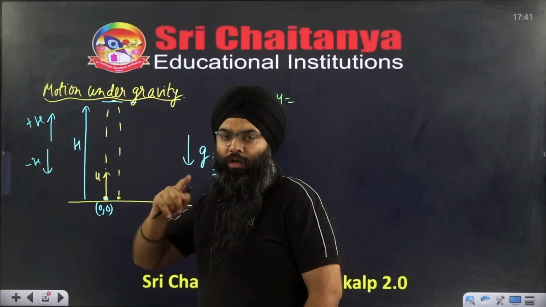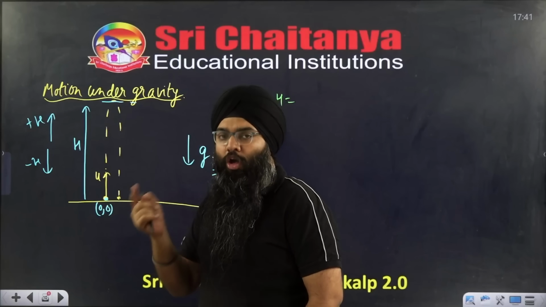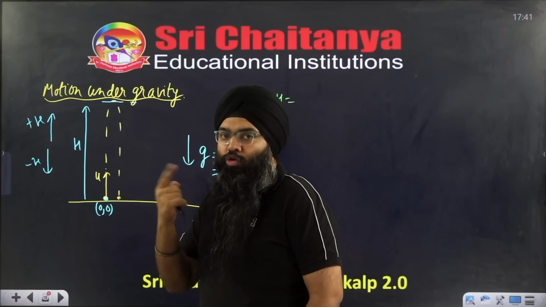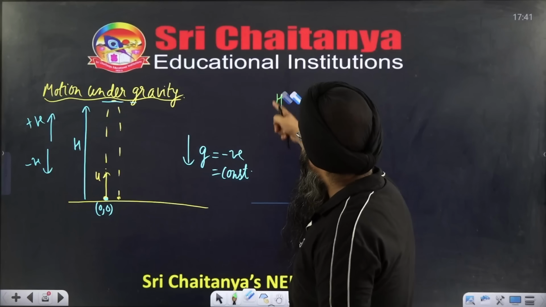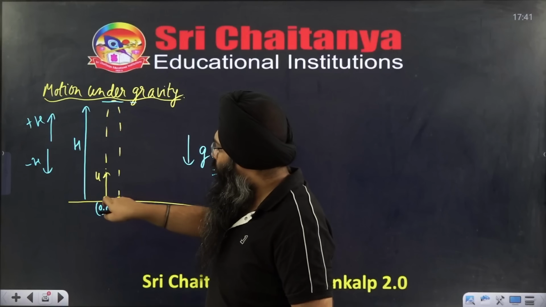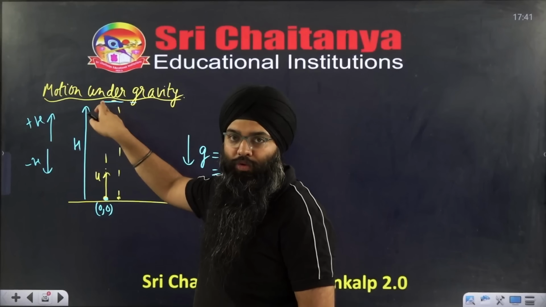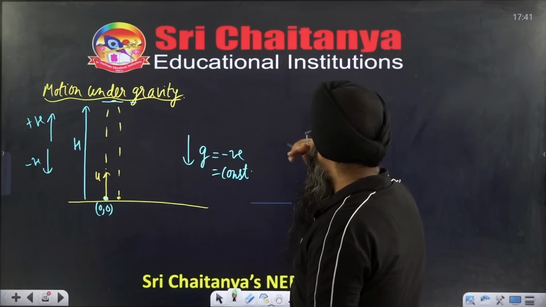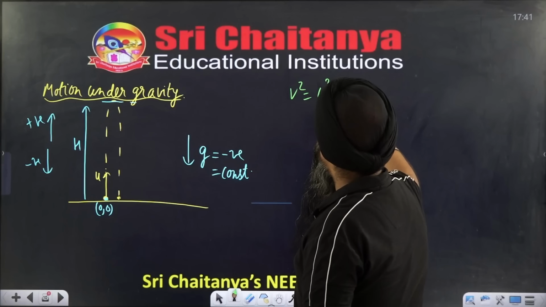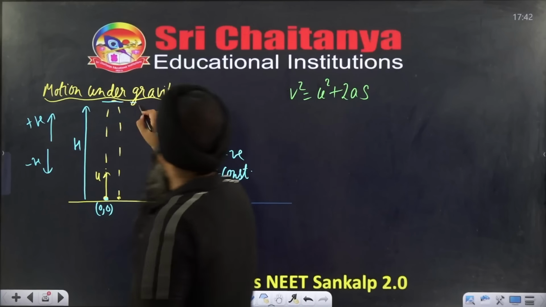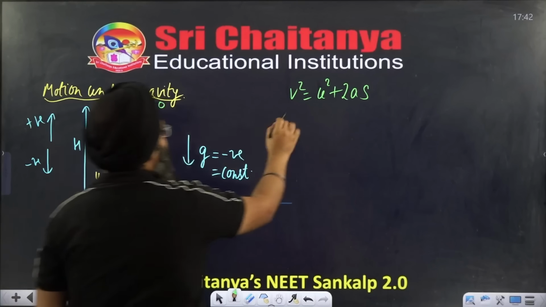Again I will apply what? I can apply S = UT + ½AT², or I can also apply V² = U² + 2AS. Whatever equation I apply, I will get the answer, but I don't know the time till now. I don't know how much time the particle takes to reach from here to here. So what I can do is apply V² = U² + 2AS. What is the final velocity of the particle? The final velocity of the particle is 0.